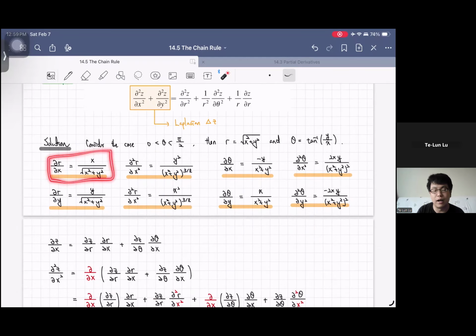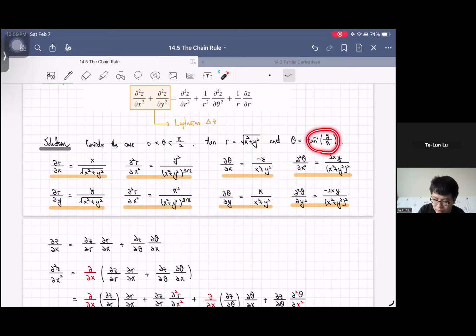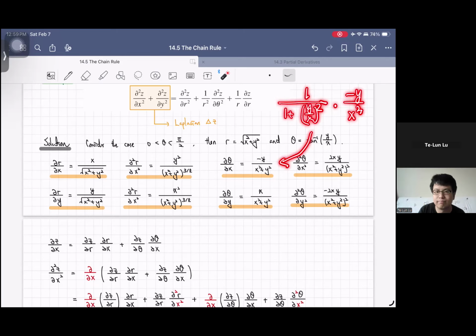What is the derivative of r with respect to x? We have simply this guy. And if you do that differentiation, and you are careful with the algebra, you get this guy, okay? And the same thing happens for y. For theta, you have to be a little bit careful. If you differentiate this with respect to x, you will get 1 over 1 plus (y over x) squared, and then you multiply by the chain rule term, which is minus y divided by x squared. And then you get this formula here.